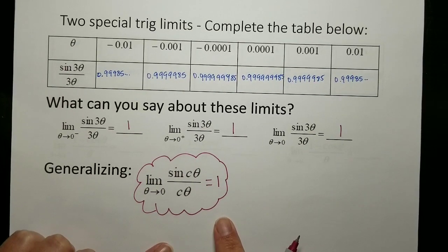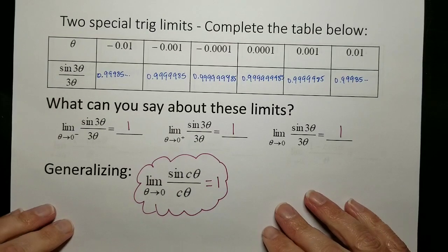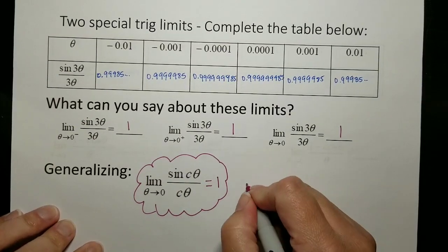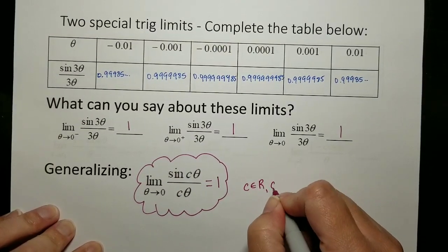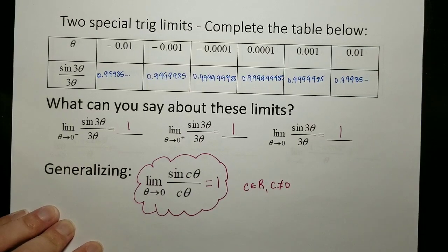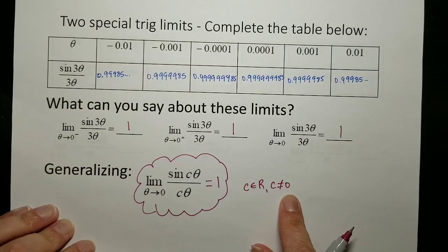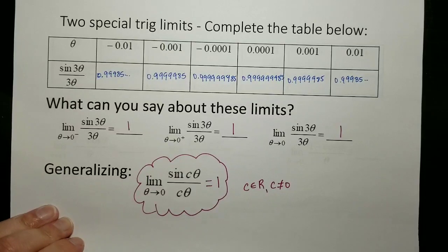So that is another rule that we're going to be allowed to use. The limit as theta approaches 0 of sine c theta over c theta, where c is any real number that's not 0, would equal 1. I'm just going to add that. Things fall quite far apart if c would equal 0, but c can be any other real number.